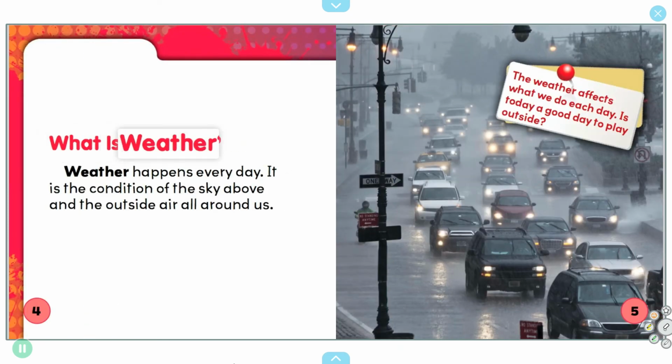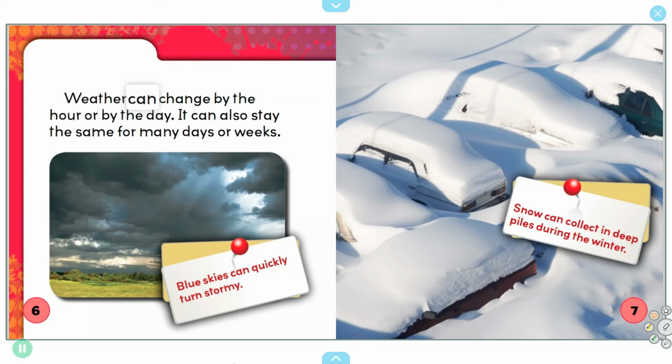What is weather? Weather happens every day. It is the condition of the sky above and the outside air all around us. The weather affects what we do each day. Is today a good day to play outside? No, it's rainy. Weather can change by the hour or by the day. It can also stay the same for many days or weeks. Blue skies can quickly turn stormy. Snow can collect in deep piles during the winter.